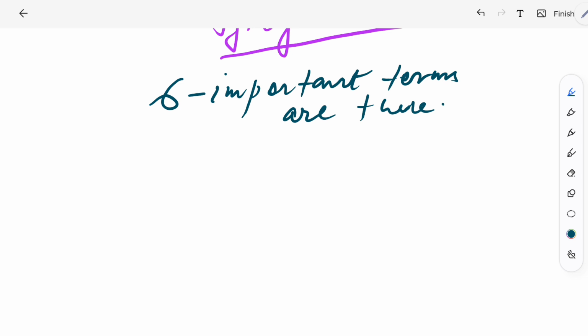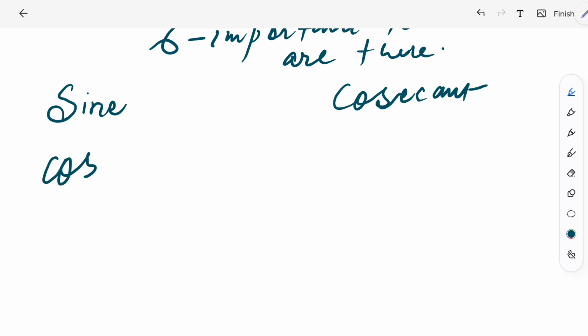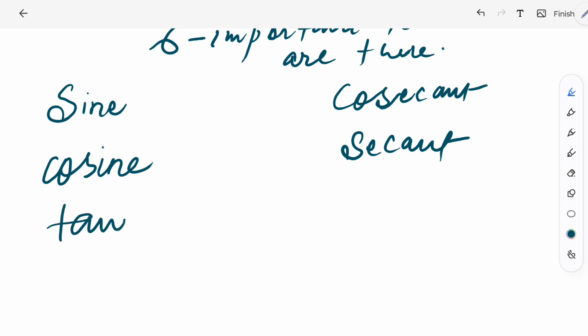And the six important terms are: the first one is sine, S-I-N-E. The second one is cosecant. The third one is cosine, C-O-S-I-N-E. The fourth one is secant. The fifth one is tangent. And the last one is cotangent.